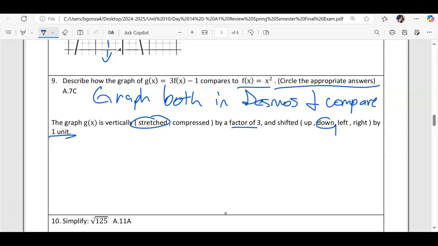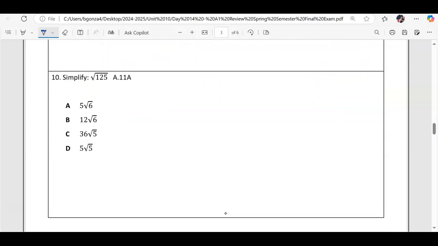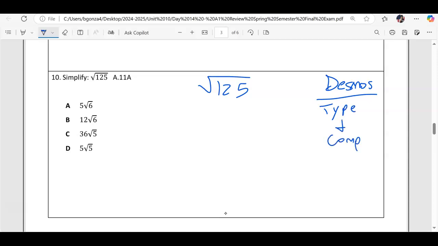Okay, so you can just see this stuff when you graph it and compare. So graph and compare. Number 10, simplify. Let's do it. Now in Desmos, you could just type in and compare the decimals. You can compare the decimals, that's fine, but check this out.